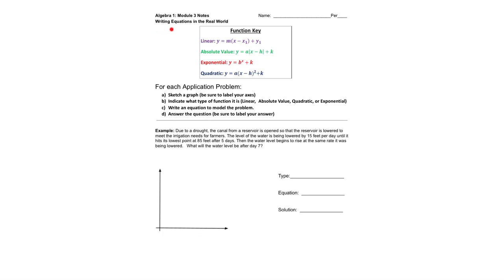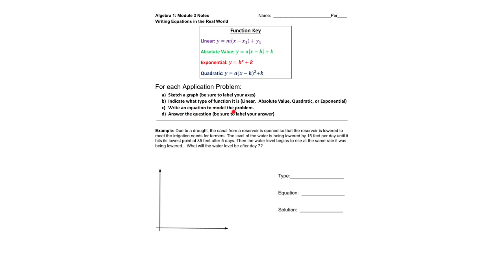Today we're going to have a video about writing equations from real-world application problems. At the top of this page, you see all of the equations that we have been talking about over the last few weeks. Our process is going to be to sketch a graph, labeling our axes, and indicate what type of function it is. That means function type: linear, absolute value, quadratic, or exponential.